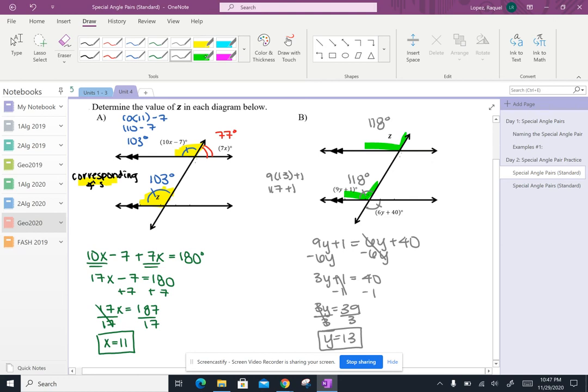If you were doing it another way, you could also recognize that the angle that is opposite is also 118 degrees. And this angle in pink and the z angle are alternating exterior angles, which are also congruent. So either way, you get the same answer.